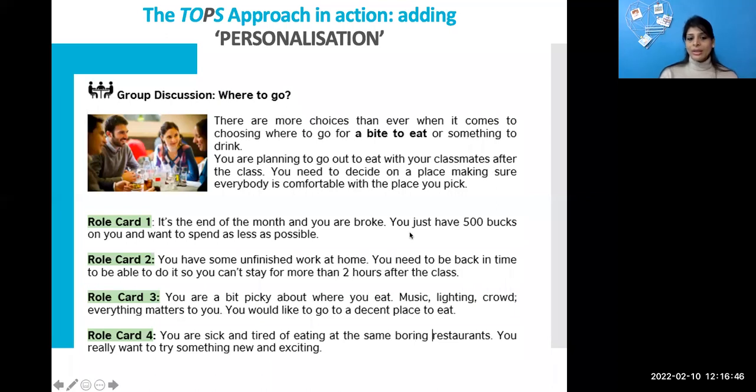So now, rather than randomly discussing which things are more important when deciding where to go out to eat, the learners have been asked to choose a place for themselves. So again, more personalization here because they need to decide where they should be going out to eat after class. So a lot of personalization.